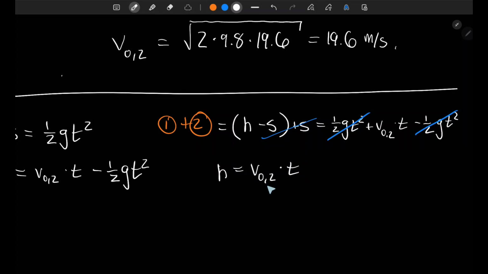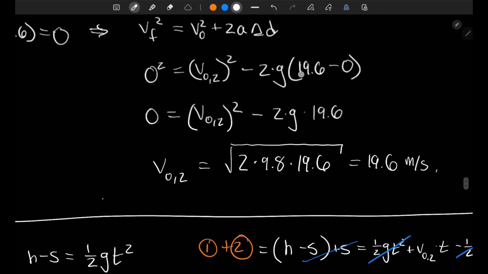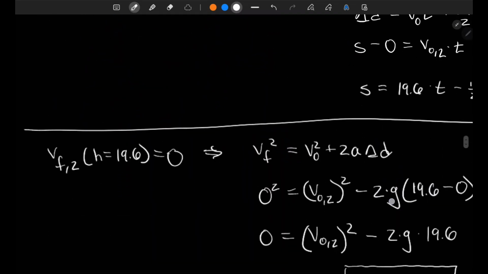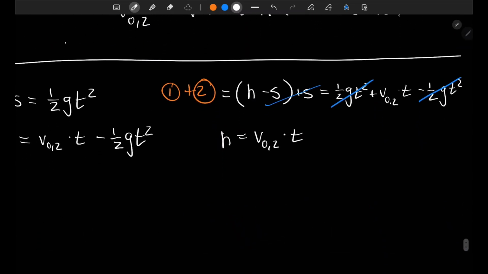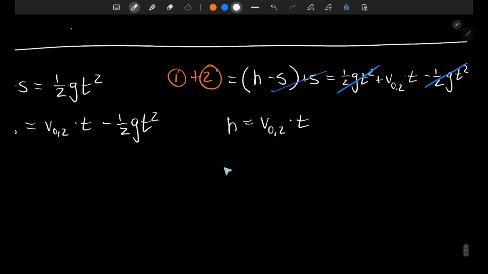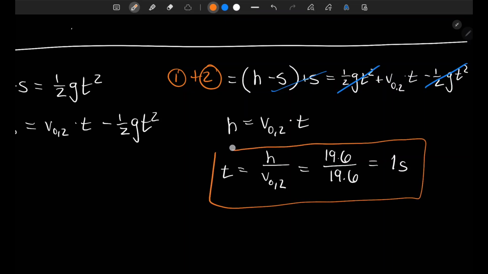But we already know v0 2, and we know what h is. H, remember, is 19.6 meters. But we actually found that v0 2 is 19.6 meters per second. So when we solve for time, we get that t is equal to h over v0 2, which when we plug in for the numbers is 19.6 divided by 19.6. So the time at which these guys meet is going to be 1 second.